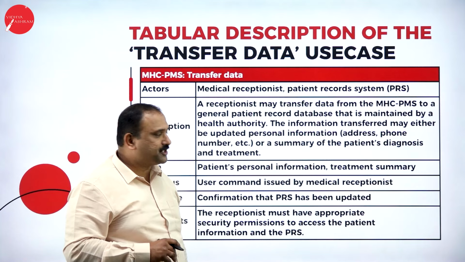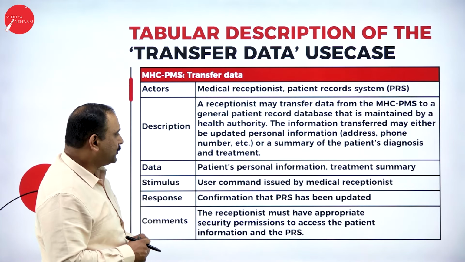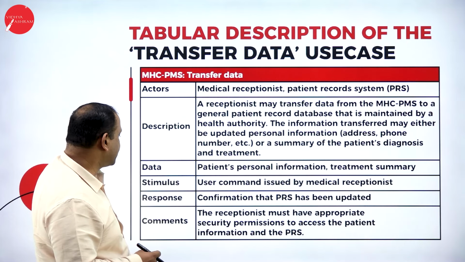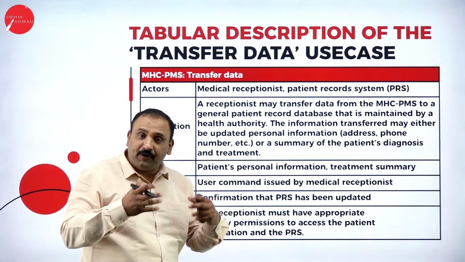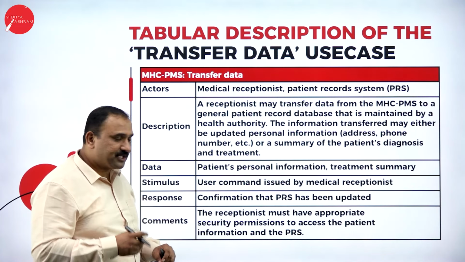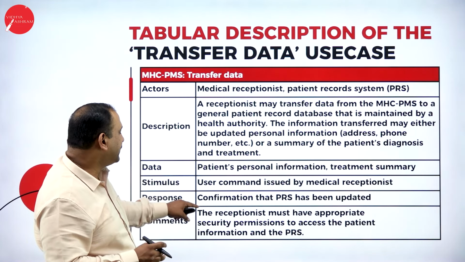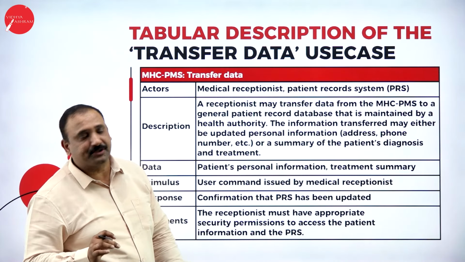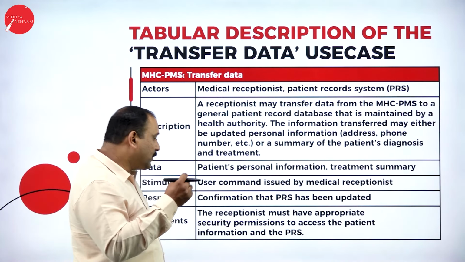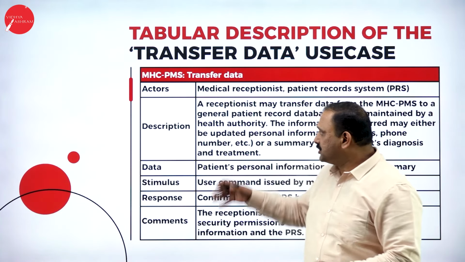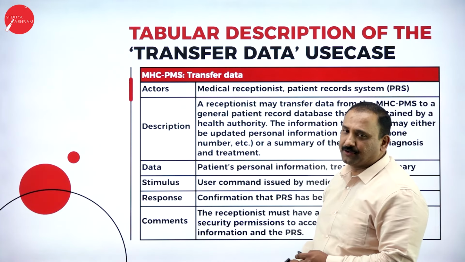Now, followed by which, what is the core data here? The patient's personal information and the treatment summary, followed by the stimulus, that is the user command issued by the medical receptionist. The response is confirmation that the PRS has been updated. Then we go to the comments. In the comments section, what you would be writing is that the receptionist must have appropriate permissions, proper security permissions, to access the patient information as well as the record system. So now you can see the flow that is coming up.